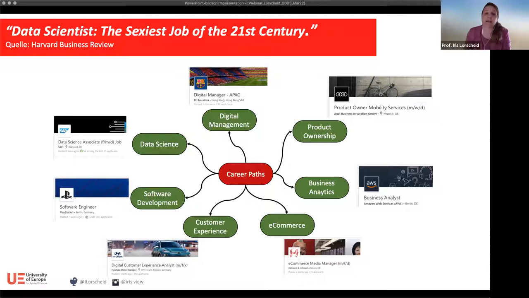So how can you improve that? Then a very classical path would be e-commerce. So maybe you're using Amazon, maybe you're using some e-commerce to buy your sneakers or your clothes. So maybe you want to go into this industry and improve the experience of customers buying stuff on the internet. Or you want to be a product owner, and a product owner can be about all the digital products that you can imagine, either for the company that you're working for itself or for the outside world. Here again, Audi was looking for a product owner for mobility services. So the career paths are various and they are vast.